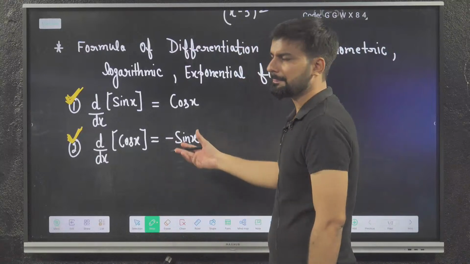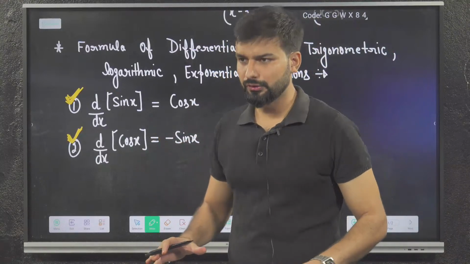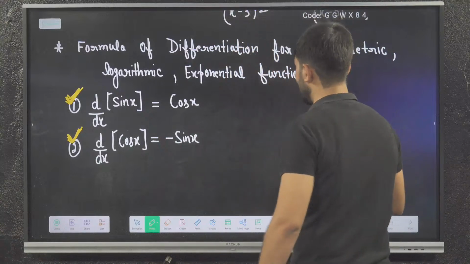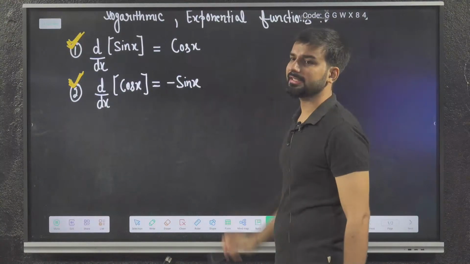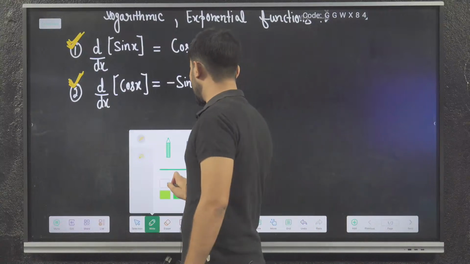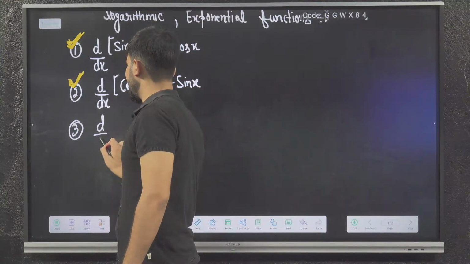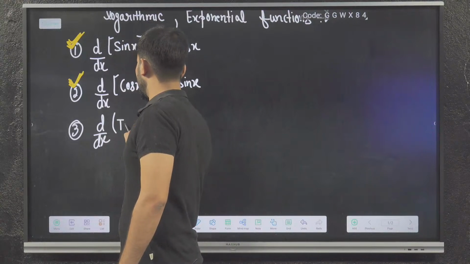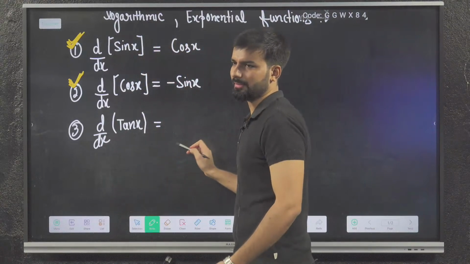I will write the other trigonometric functions' differentiation. That is not too useful, you can say 1% useful. These two are 99% useful, but still those differentiations are there. So just leave it in your notes. If at any time it is required, we can tell you, or you can just keep it in your notes. Need not remember.